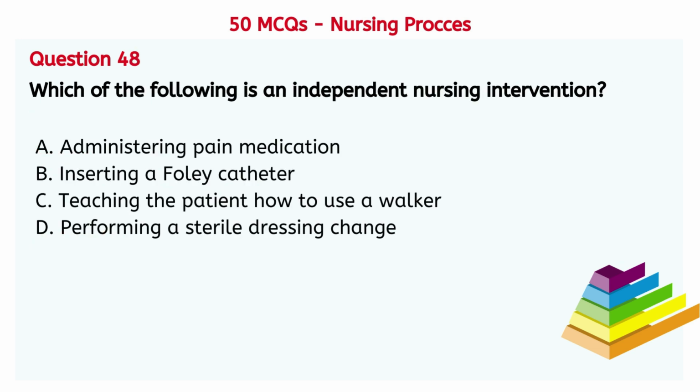Question 48. Which of the following is an independent nursing intervention? The options are A. Administering pain medication, B. Inserting a Foley catheter, C. Teaching the patient how to use a walker, D. Performing a sterile dressing change.